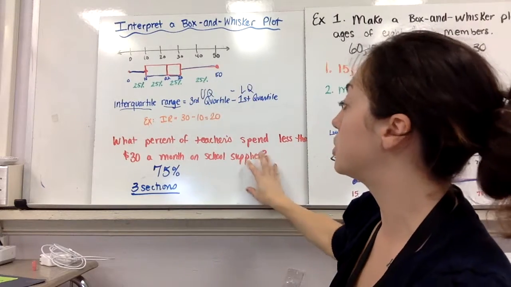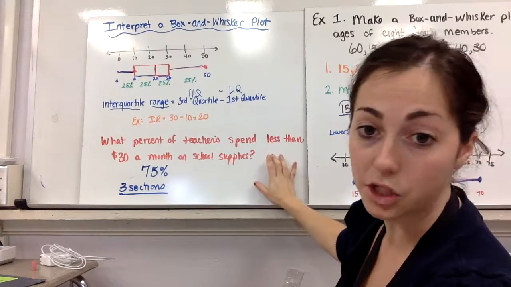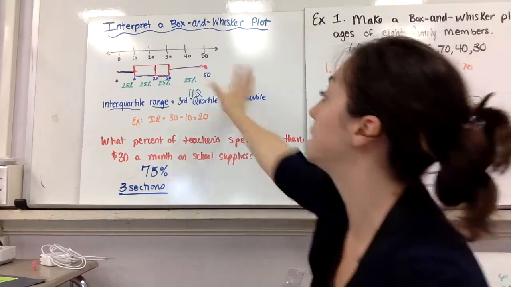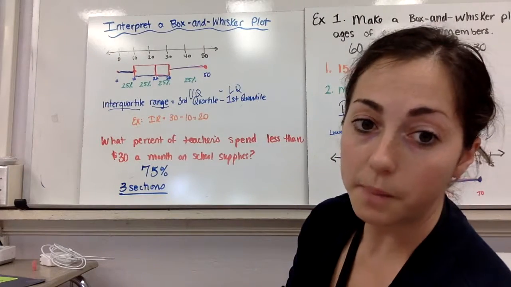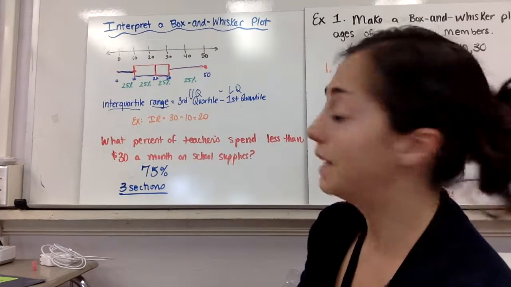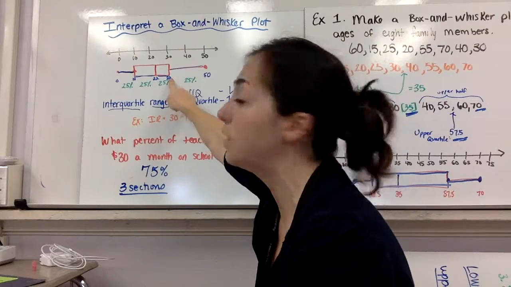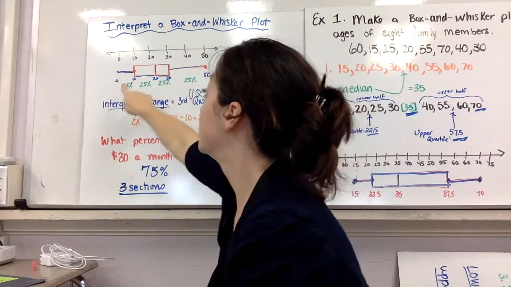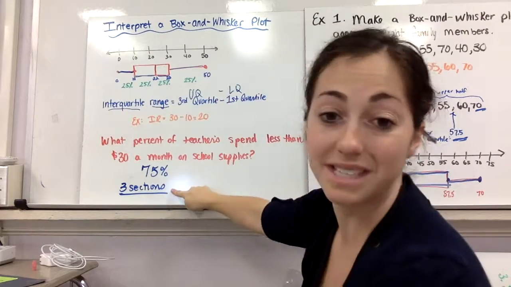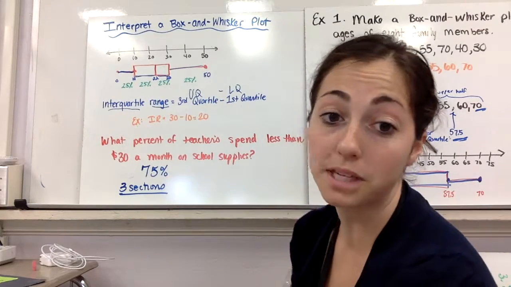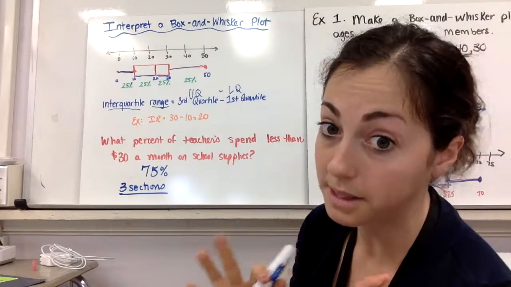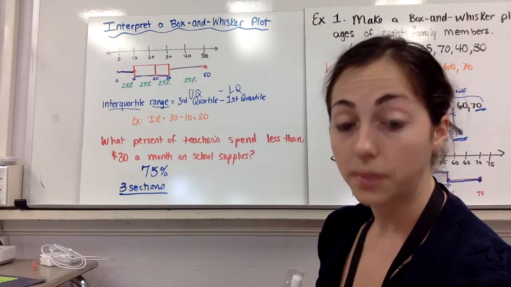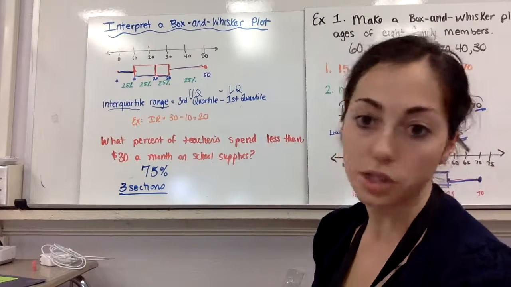Last thing, my question is, what percent of teachers spend less than $30 a month on school supplies? So remember, we said this data is about school supplies. So spend less than $30. Well, here's $30. What percent of teachers do that? Well, you've got 25, 25, and 25. That's 3 sections. So 75% of teachers, if this is real, I made this up, spend less than $30 a month on school supplies. Okay? And there's more questions we can ask.